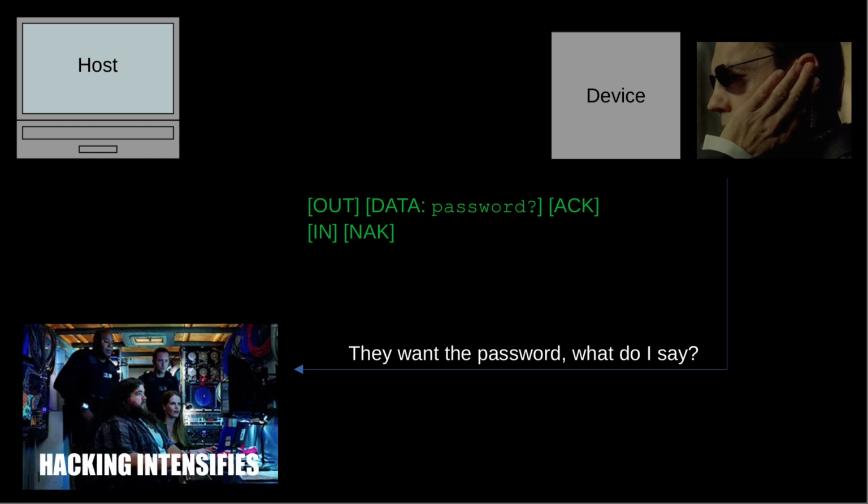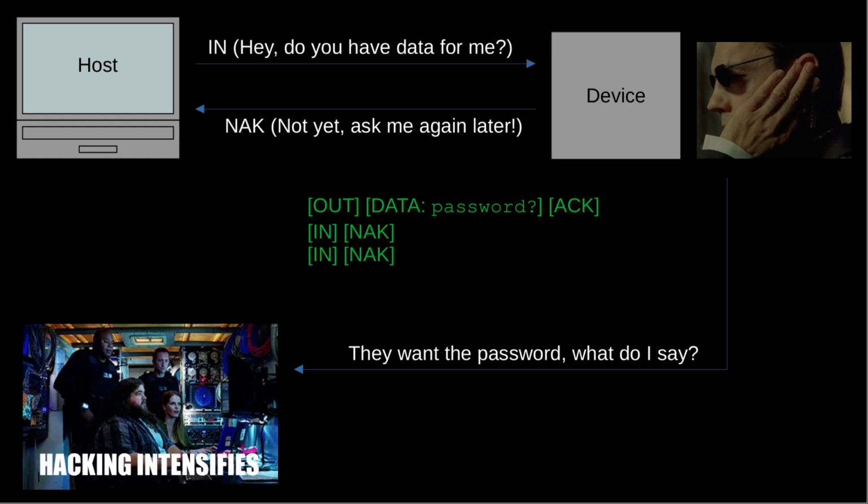And that's what the NAC does. Now the host can keep asking for data, but the device is allowed to keep saying NAC for basically as long as it wants. So you get these transaction sequences that are just like NAC, and then NAC, and then NAC, and you can do this hundreds or even thousands of times. The host is just polling the device.